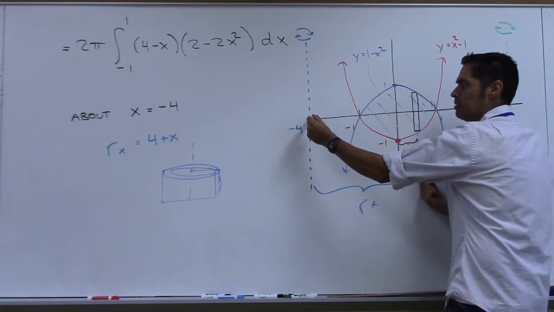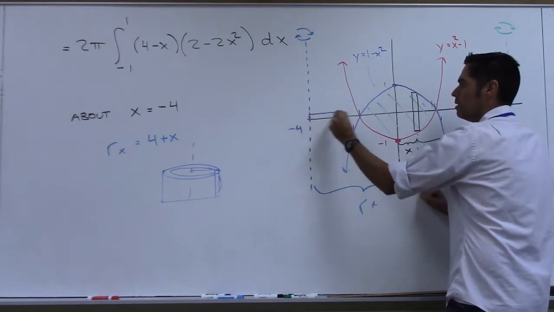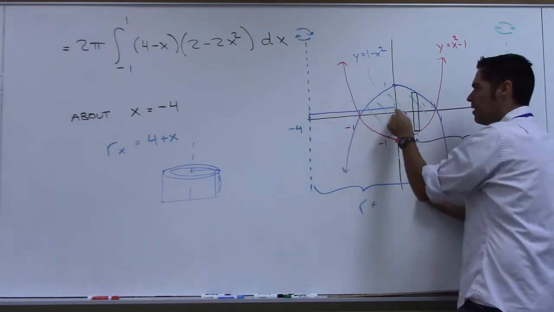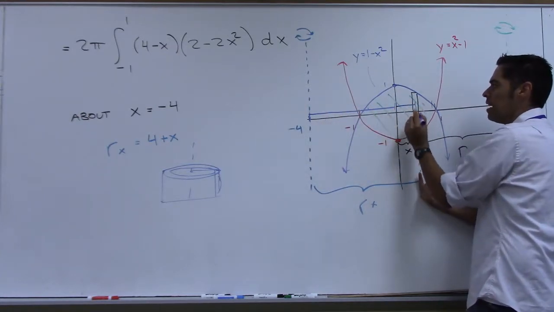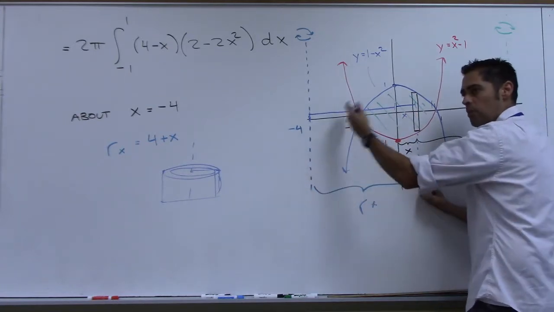I know that this x value is negative 4, so the distance from here to here is 4. That's 4 units, 1, 2, 3, 4. But then the distance from here to my rectangle is always x. So the total distance is the 4 plus the x.